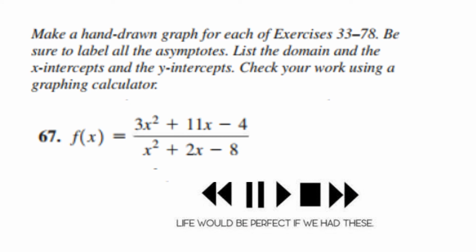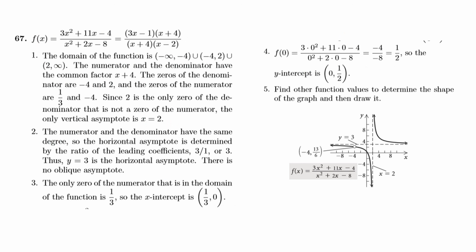Number 67, please read the problem, factor the numerator and denominator, and proceed. Press pause. Now, let's see how you did. Alright, so when we factor the numerator and denominator, we get this. Again, we see we have a hole at x equal minus 4 because that's a common factor.